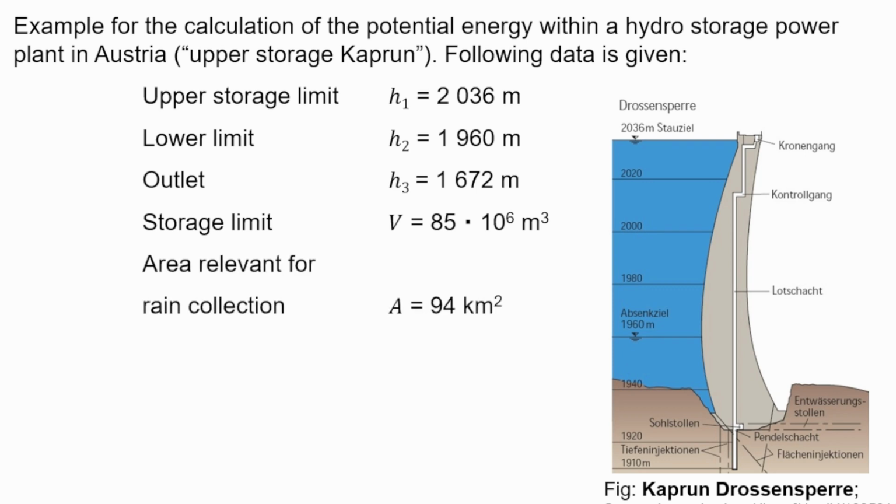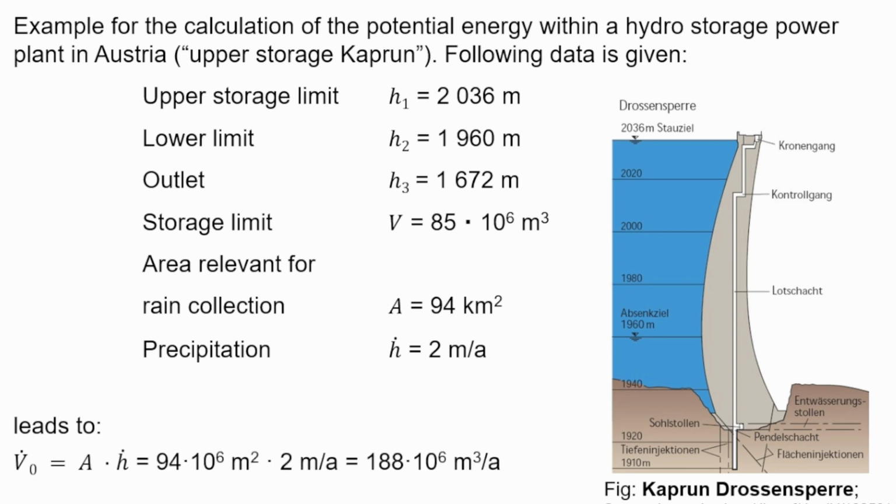The area relevant for our input, this area where all rain will be collected in this reservoir, is 94 square kilometers. So all rivers which are in this vicinity collect the water and bring it to that reservoir. The precipitation is 2,000 millimeters per year, or 2 meters per year. So that's the typical precipitation over that area.